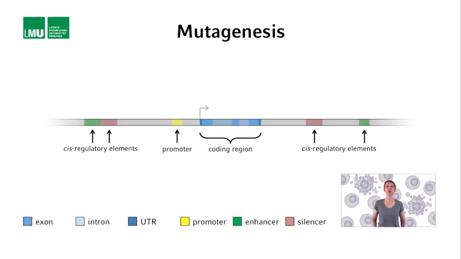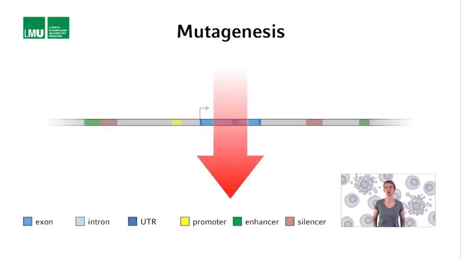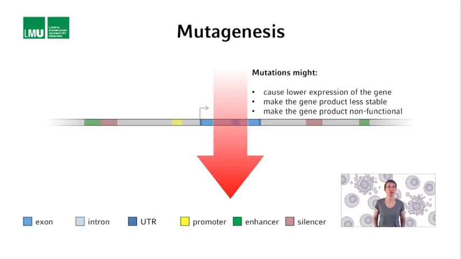Most point mutations, about 90%, turn out to reduce the function of the gene. They could, for example, cause the gene to be expressed at a lower level. They could make the gene product less active or less stable, or they could make the gene product completely non-functional. Such mutations are called loss of function mutations.